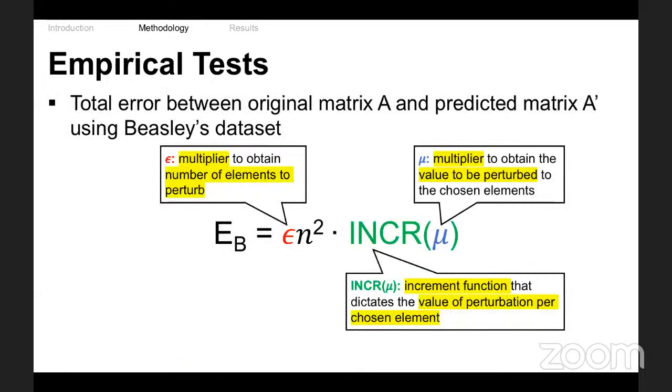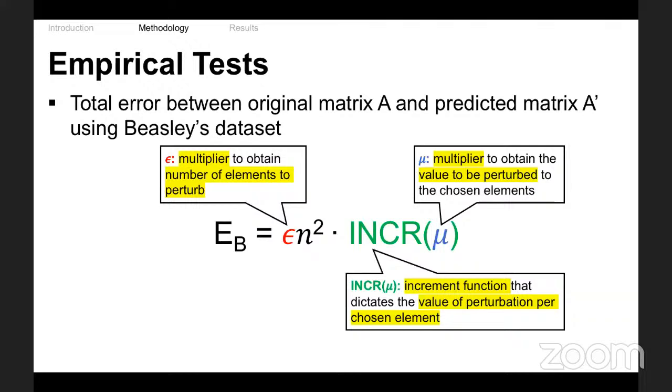So here we will define the value of E. EB is the error with respect to the Beasley matrix. We will be using two variables to describe the error. First is epsilon and the second is mu. Basically epsilon will be the multiplier to obtain the number of perturbed elements in the matrix. So we will assume that the machine learning model will only perturb a definite amount of elements in the matrix, and that would be described by our epsilon.